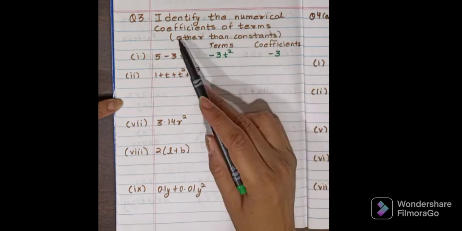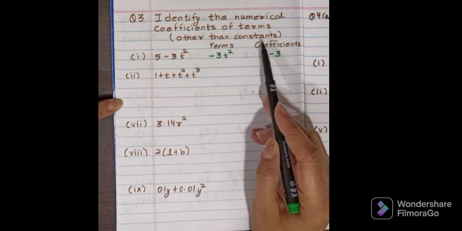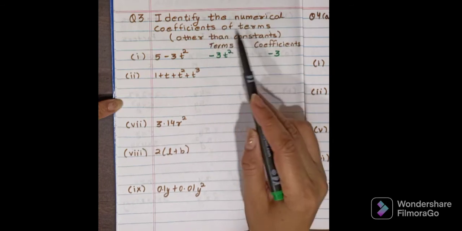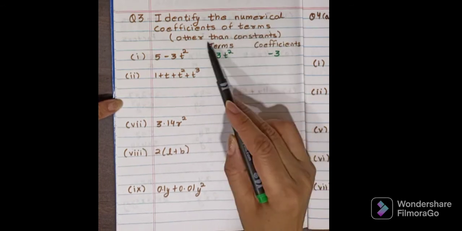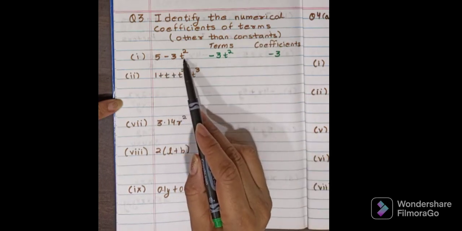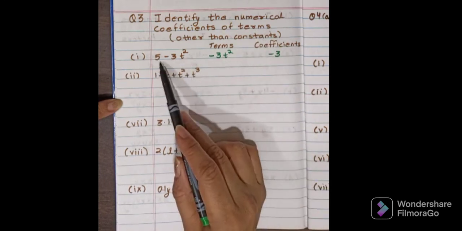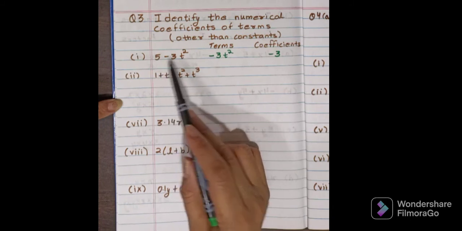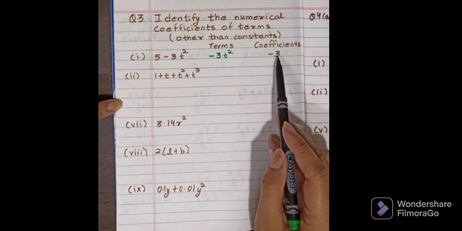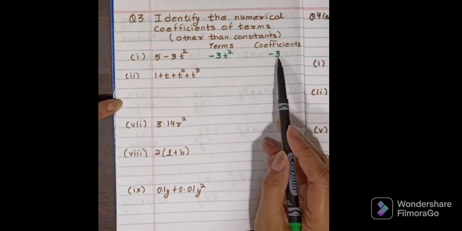Identify the numerical coefficients of terms other than constant. So student, note here that we have to write the numerical coefficient, but specially here it is written terms other than constant. For example, in the first one, 5 minus 3t square. Here 5 is constant, so we will not write 5, while we will write minus 3t square. And we have to write the numerical coefficient, so we will write minus 3 only.